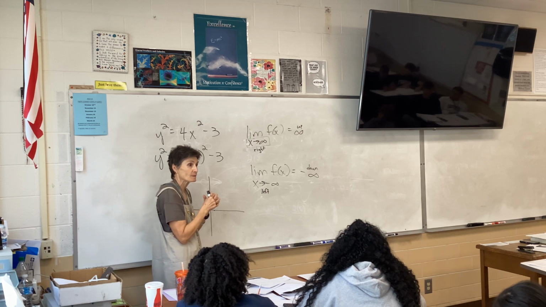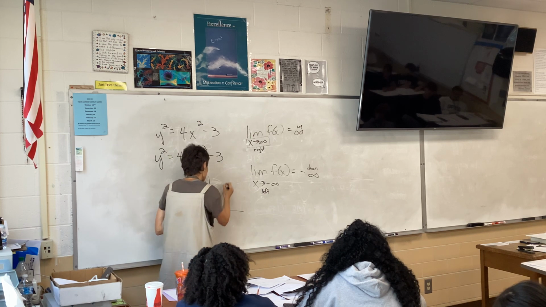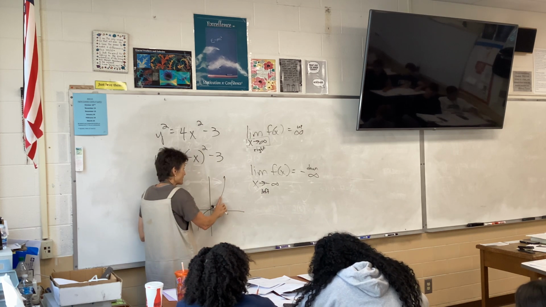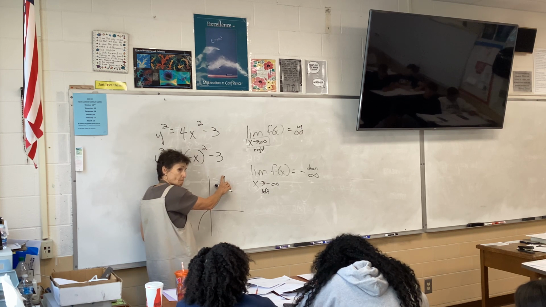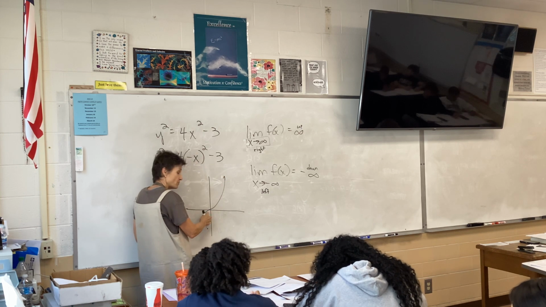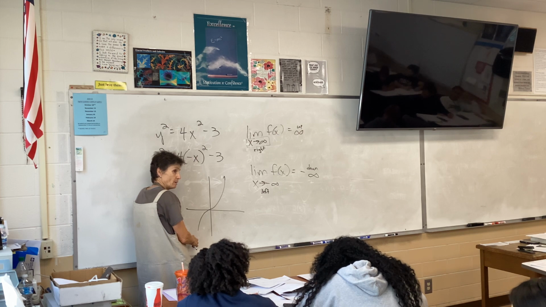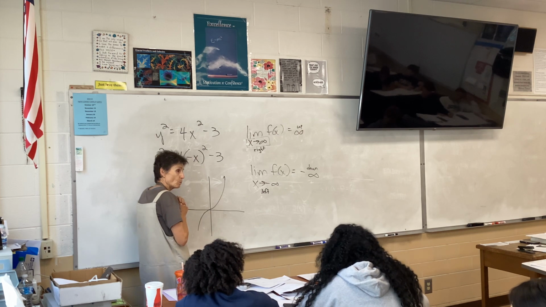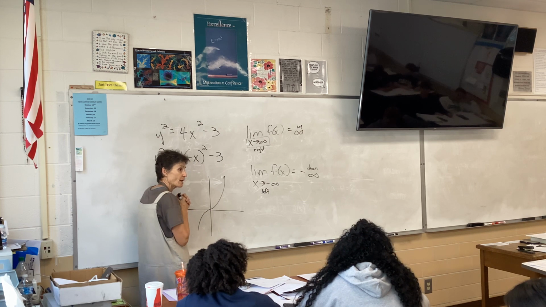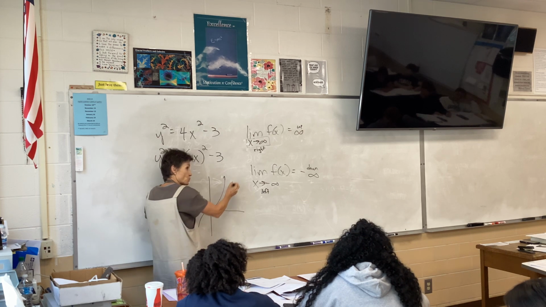Allie? Cubing. Cubing absolutely does that. As you go to the right, don't you go up? As you go to the left, don't you go down? Right? So that would be one. Can you think of another one? You only have to name one, but can you think of another one? Linear, for sure, linear.